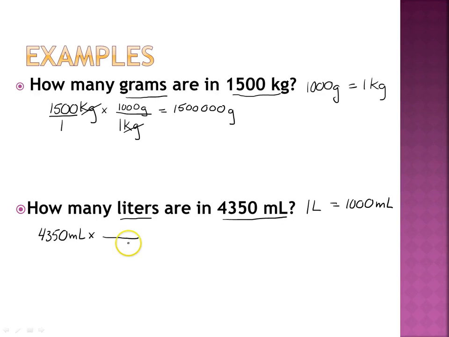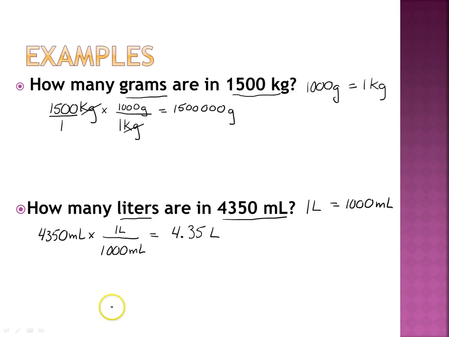I'm going to write this relationship in a way that the unit that I have cancels out. I don't want milliliters, so that one has to go on the bottom. I want liters. That has to go on the top. So in 4,350 milliliters, there are 4.35 liters.